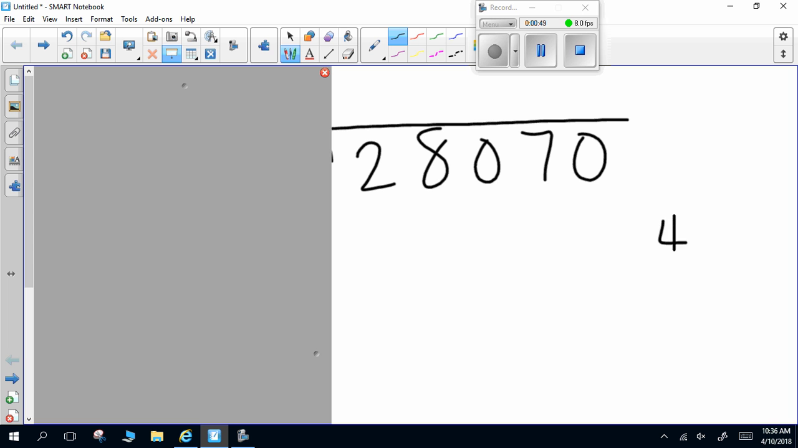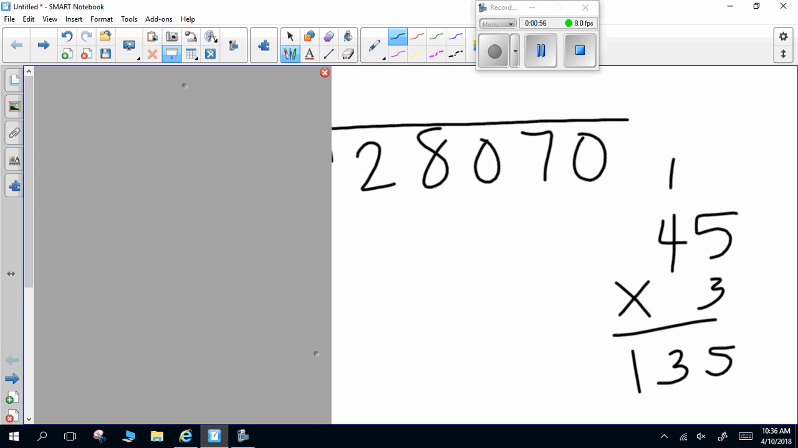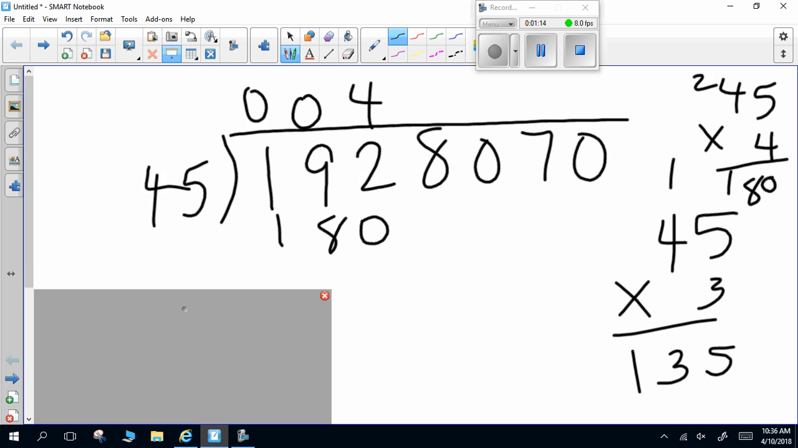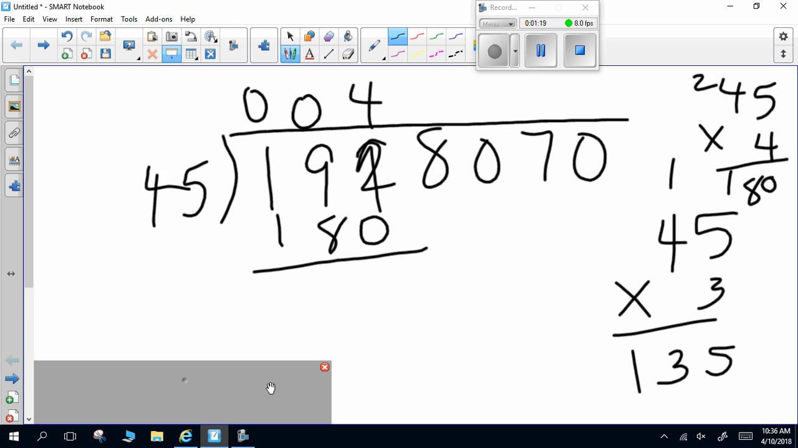So I'm going to do 45 times 3, and that's 15, and that gives me 135. And if I subtract that, I see, oh, I'm going to get something a little too low. So I'm going to do 45 times 4. And 45 times 4 is 180. So I write 180 under here, and I put the 4 here. So these numbers need to line up. So if I take 180 minus 192, I get 12.